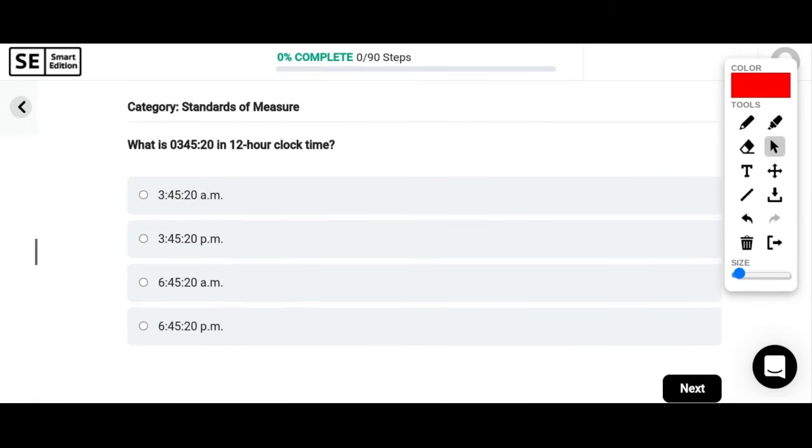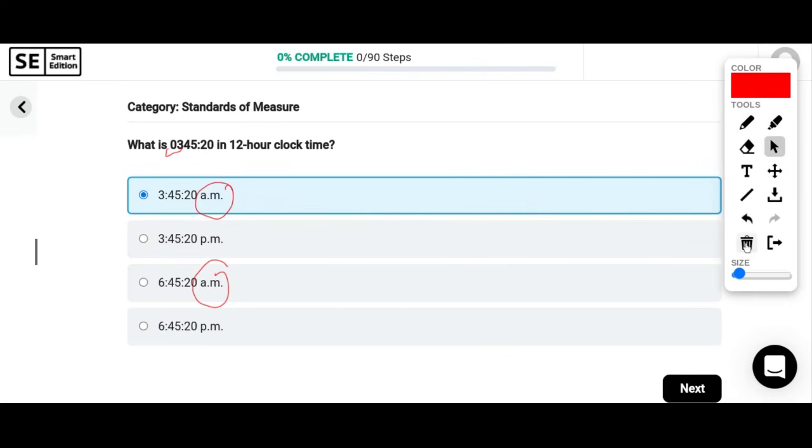Okay. What is 0345 and 20 seconds in a 12-hour clock time? Because this beginning hour here, 0300, is less than 12, we know that we're talking about AM. So it either has to be this one or this one. And since it's before 12, we just keep it as is. So it should just be 3:45 and 20 seconds.